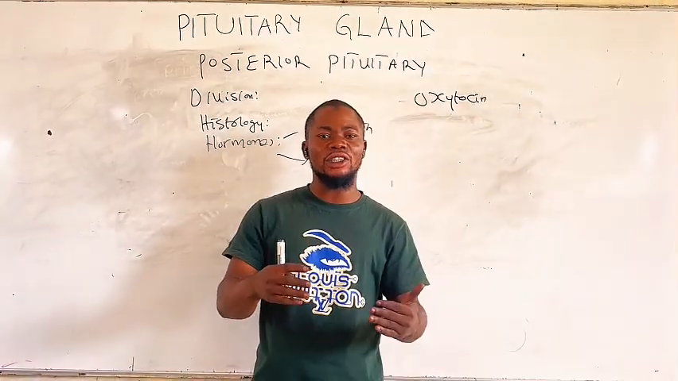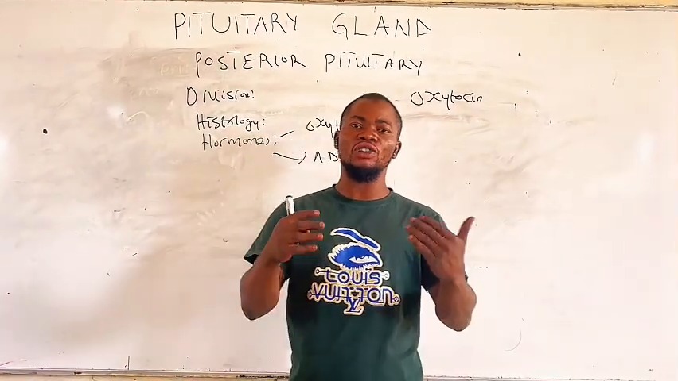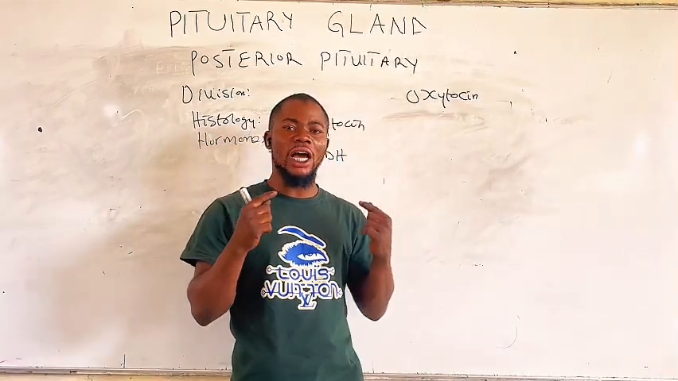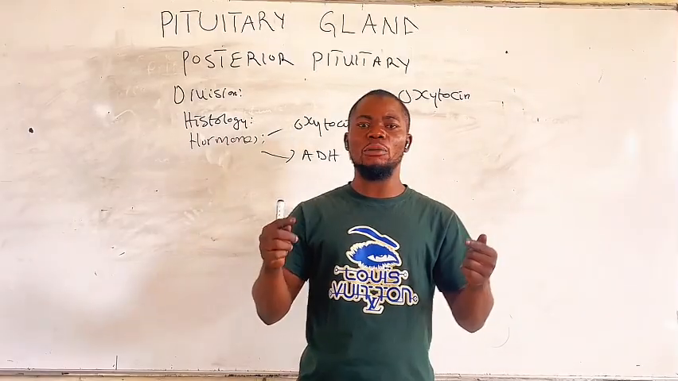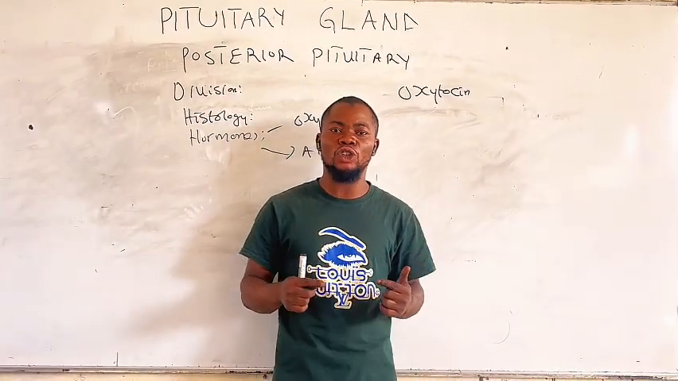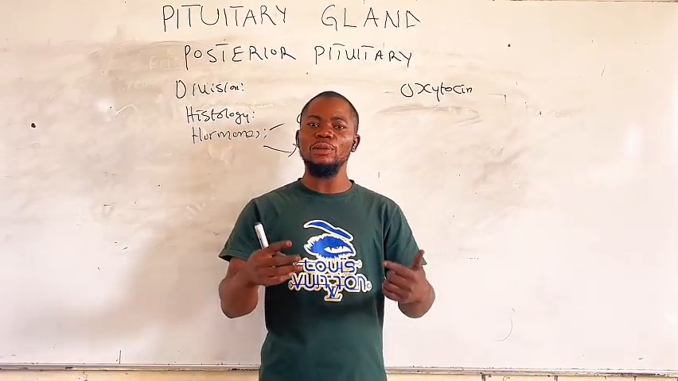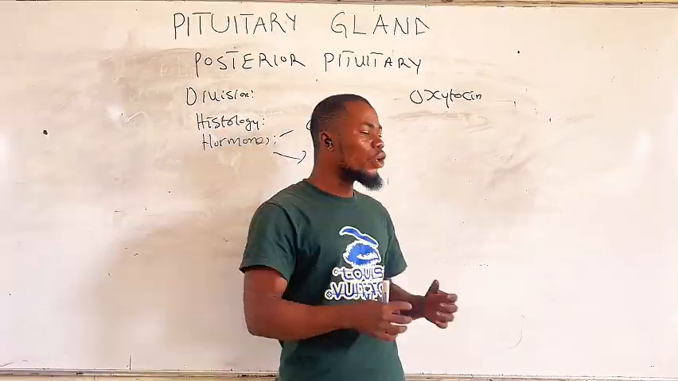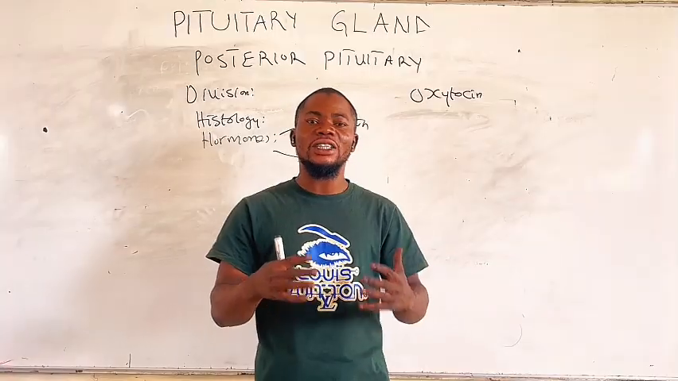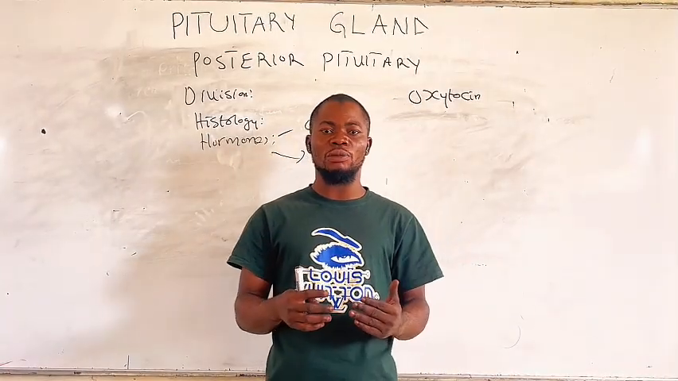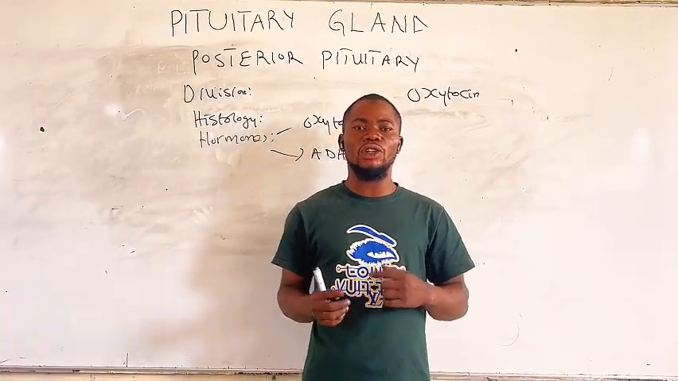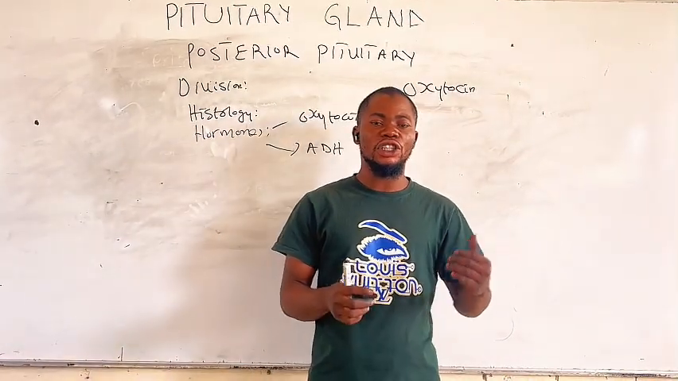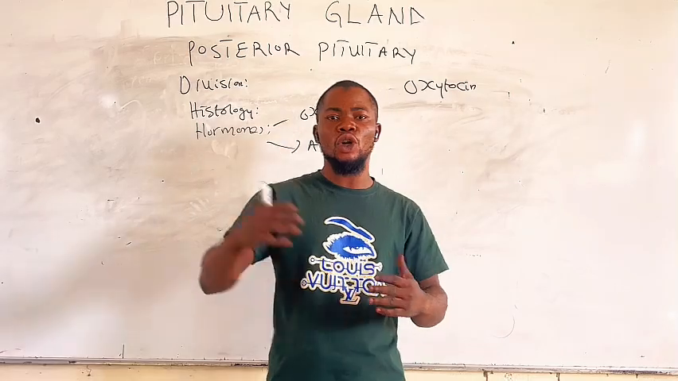And if there is an increase in osmolar concentration, there are what we call osmoreceptors. The osmoreceptors are located in the hypothalamus, close to the paraventricular and supraoptic nuclei. They are the receptors that recognize changes in the osmolar concentration of our blood. Once the osmoreceptors detect an increase in the osmolar concentration of the blood, they send a signal to the paraventricular and supraoptic nuclei, which stimulates the release of antidiuretic hormone.